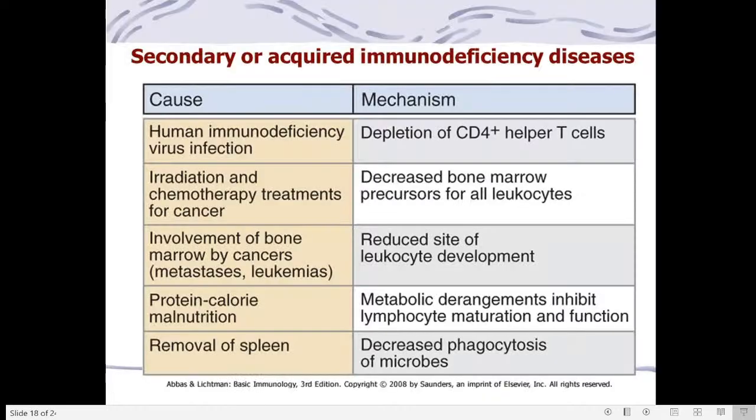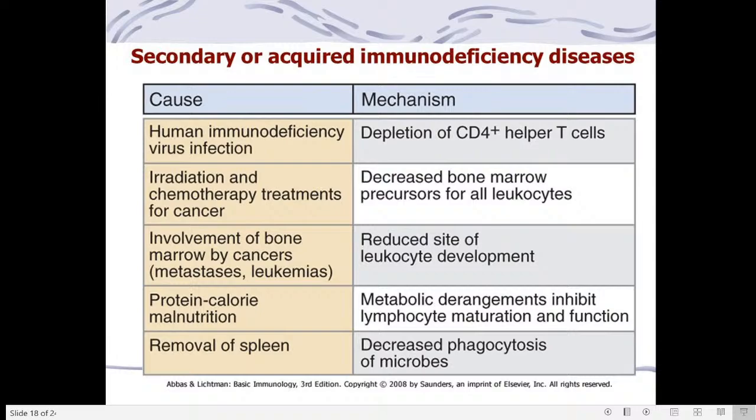In this also we have some diseases. In human immunodeficiency virus, that is HIV, there is depletion of CD4 helper T cells. Then irradiation and chemotherapy treatment of cancer decrease the bone marrow precursors for all leukocytes. Then involvement of bone marrow by cancer, that is metastasis and leukemias, is also a secondary acquired immunodeficiency, and they reduce the sites of leukocyte development.